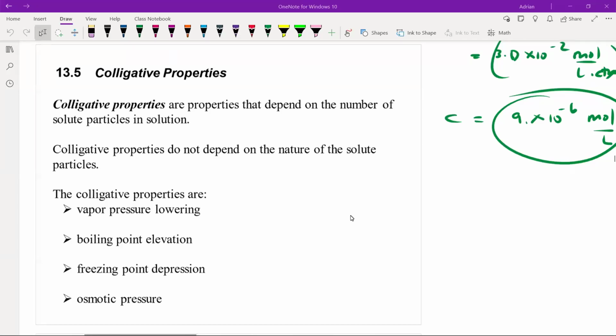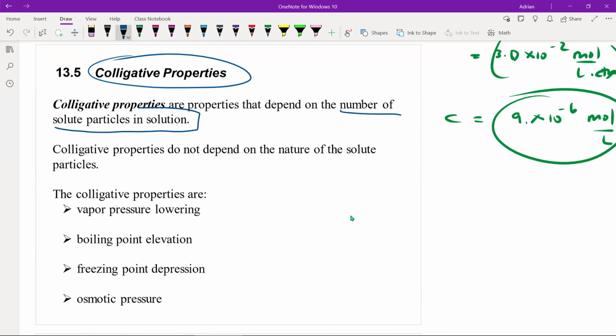Okay, so now we're going to take a look at another characteristic of solutions that's known as their colligative properties or colligative characteristics. When we talk about colligative properties, these are characteristics that depend only on the number of the solute particles in a solution. They don't depend on what those solute particles are.